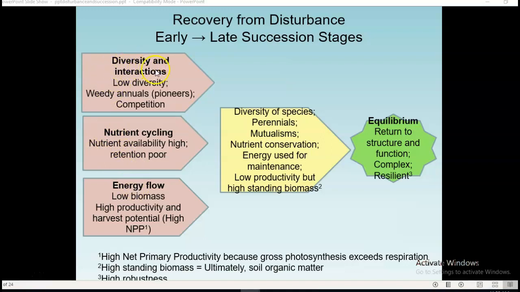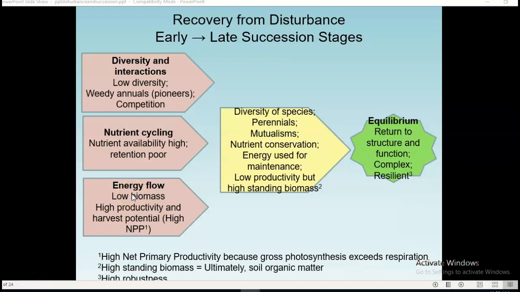So if we look first at interactions and the diversity that's needed for these interactions, after a disturbance like plowing, there's going to be low diversity, of course, at first. And it's the weedy annual plants, the pioneers, that come in. And this might be the weeds that you see in the garden all the time, different types of cress, purslane around here. You see weedy annuals. And the interactions that take place at first are going to be mainly competition type interactions. Nutrient availability tends to be high, especially after a fire, for example, but retention is poor at first.